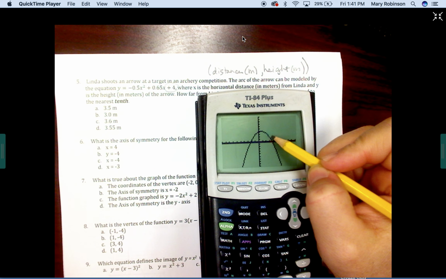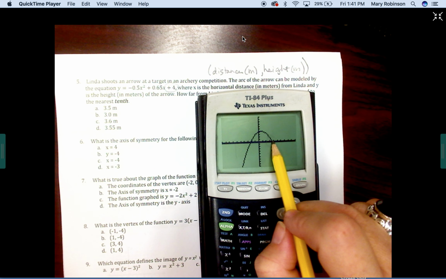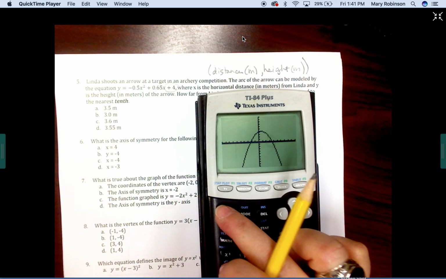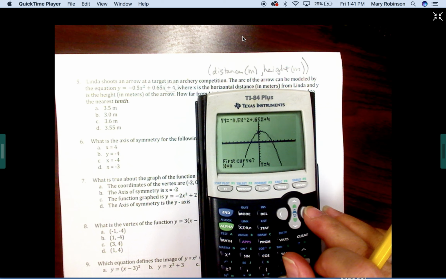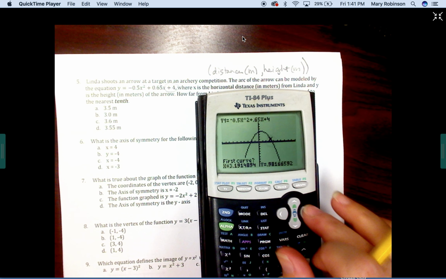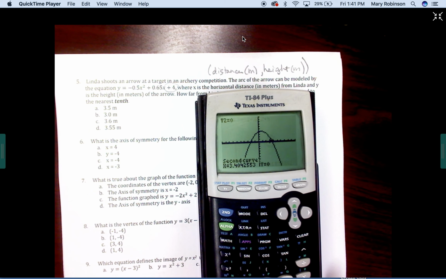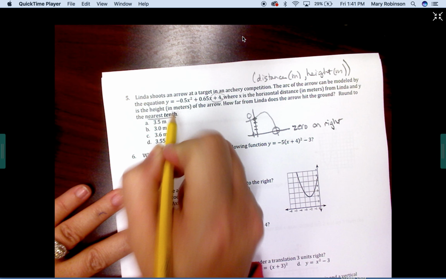We're trying to find the point of intersection of our x-axis with our parabola. So we're going to find the intersection by pressing second, trace, 5. We have to arrow over to the right, so it gives us this intersection point, and press enter 3 times. And we get 3.55, and it does say round to the nearest tenth.